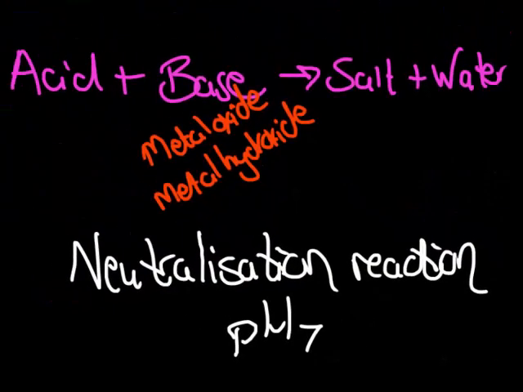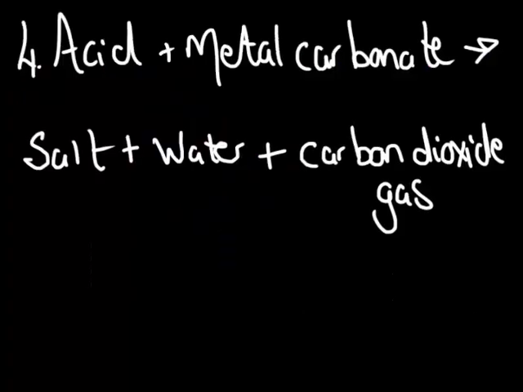Just to remind you again, we will discuss it in detail when we get to the pH calculations. Whenever you have an acid and a base, it will give you a salt and water. And as we said, that base can be either a metal oxide or a metal hydroxide. And this is known as a neutralization reaction. And the pH at the end of such a reaction will be 7.